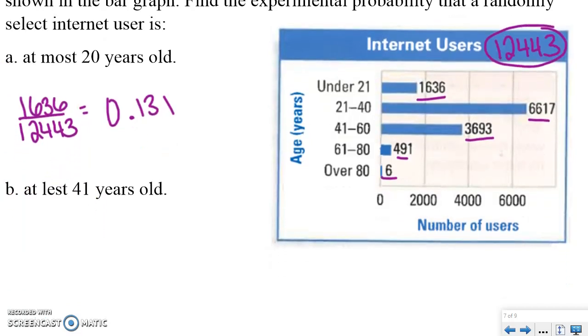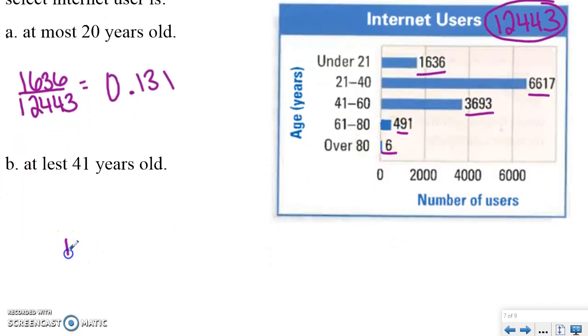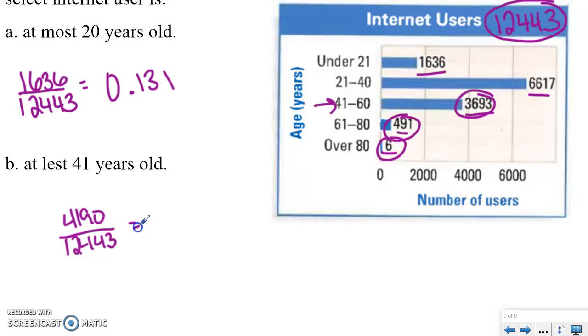Next one, at least 41. So again, we have 12,443 total people. At least 41 would start here. So at least 41 includes this group, and this group. So if I add 3,693, 491, and 6 together, I get 4,190. And if we divide it, we get 0.337 for our probability. So that's a little bit closer to being half.